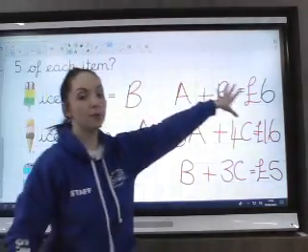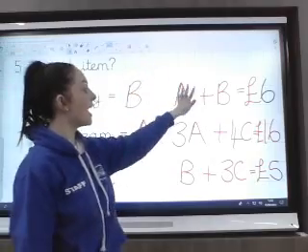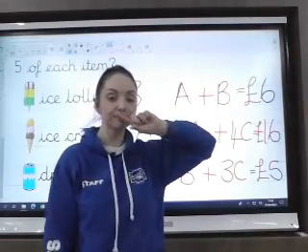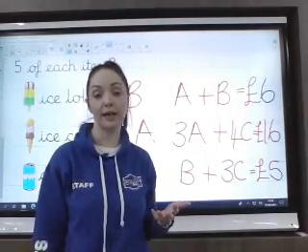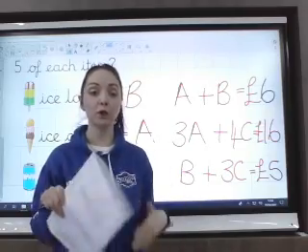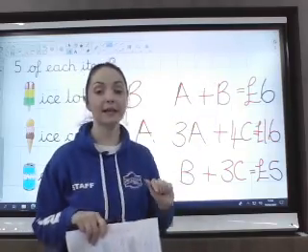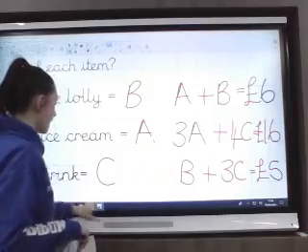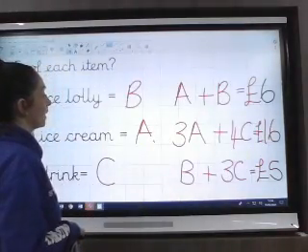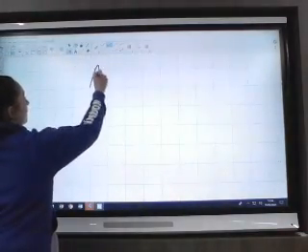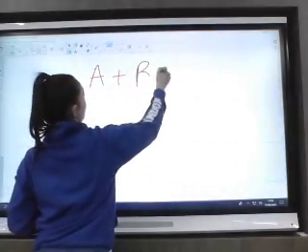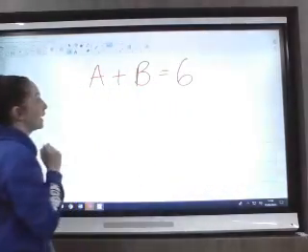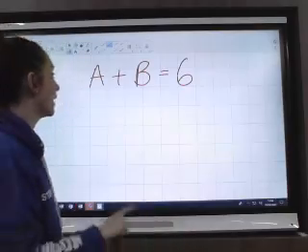So let's start with this one because it's the simplest one. If A plus B equals 6, then you've only got a few options, haven't you? You've only got a few pairs of numbers that will add together to get 6. So let's have a think. So if A plus B equals 6, we'll forget it's pounds for now. We can always add that bit on later.